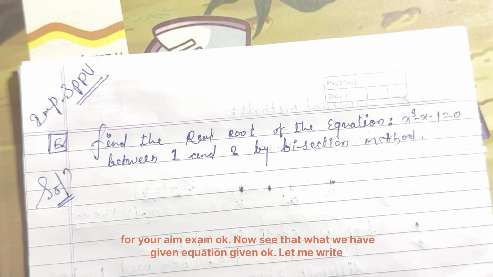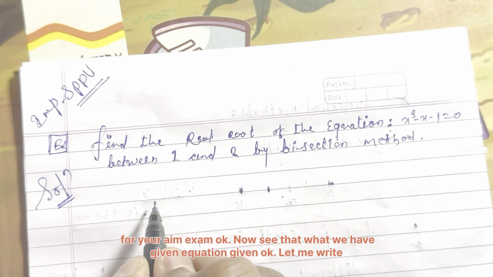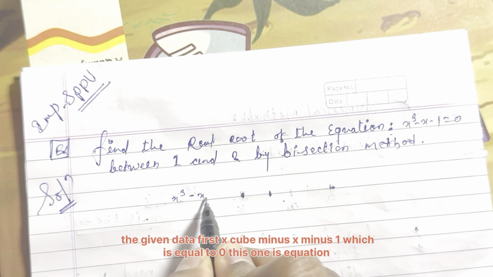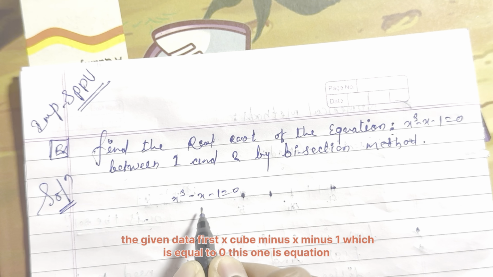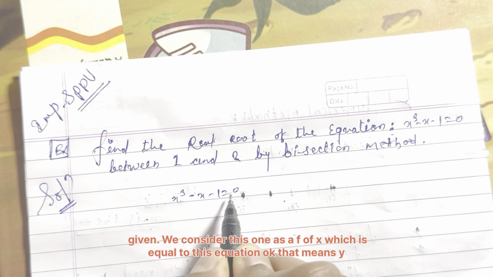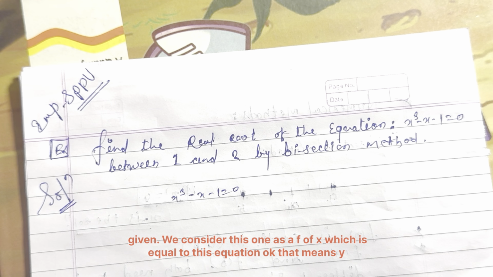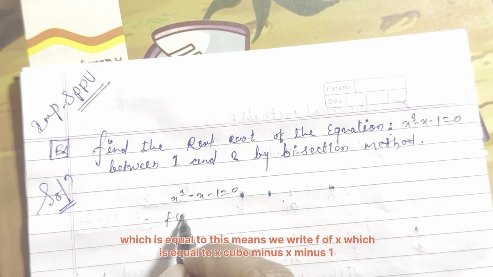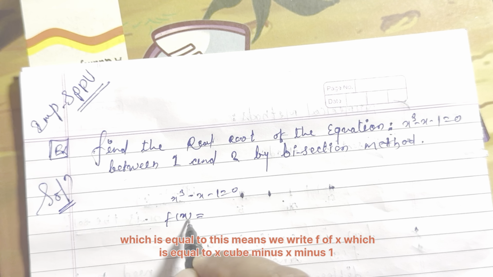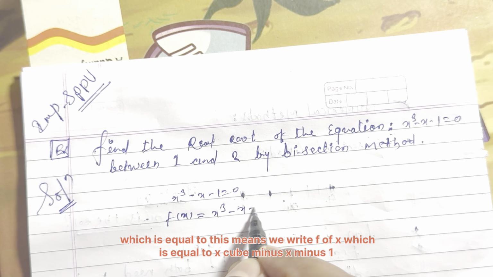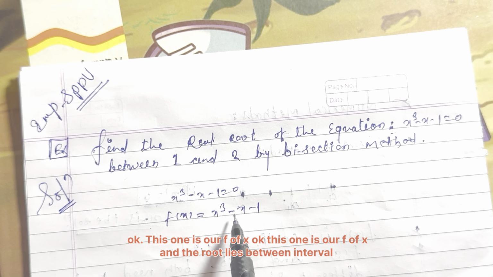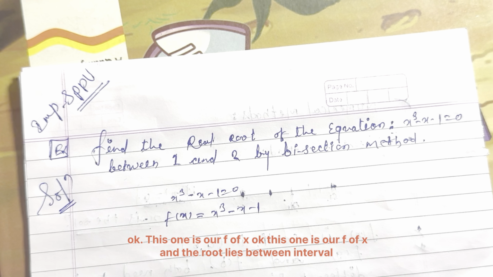Now see what we have been given, the equation. Let me write the given data first: x cube minus x minus 1 equals 0. This is the equation given. We consider this as f of x, that means y equals f of x, which is x cube minus x minus 1. This is our f of x, and the root lies between the interval 1 and 2.